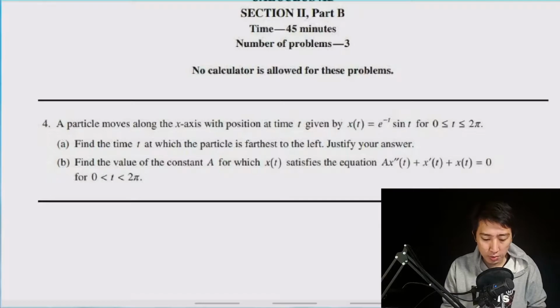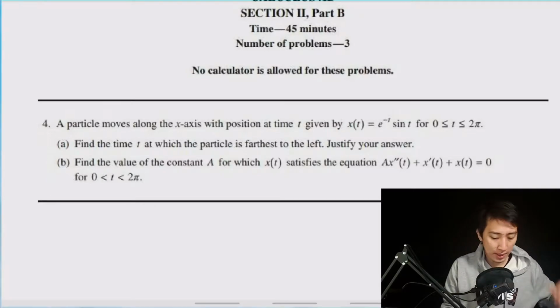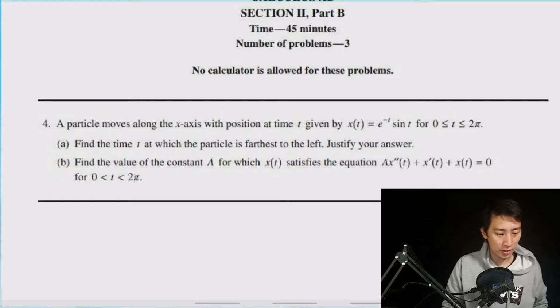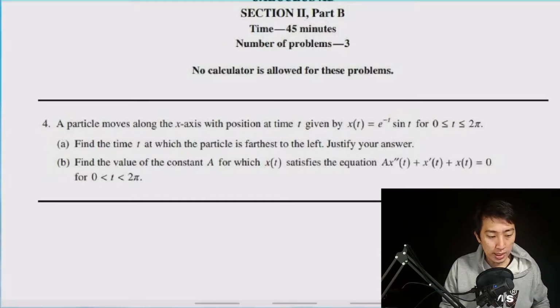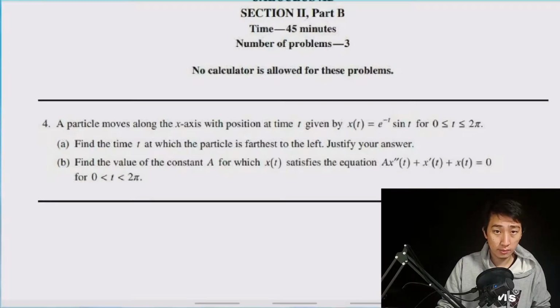So it says a particle moves along the x-axis with the position given by this. Find the time at which the particle is furthest left. So basically what you want to do is you're trying to see, okay, where's my particle moving?